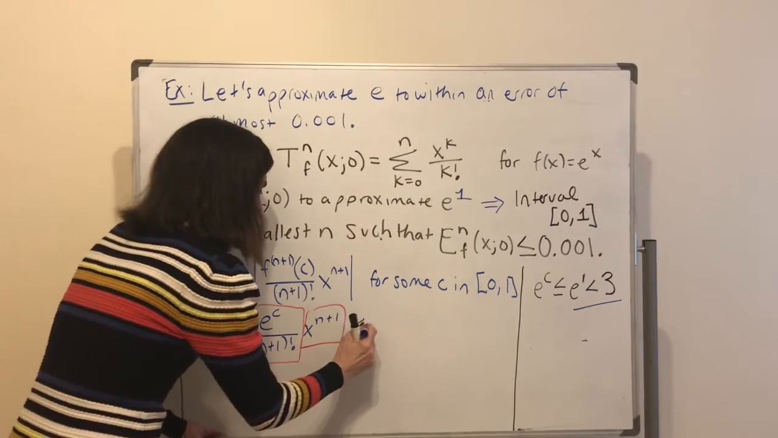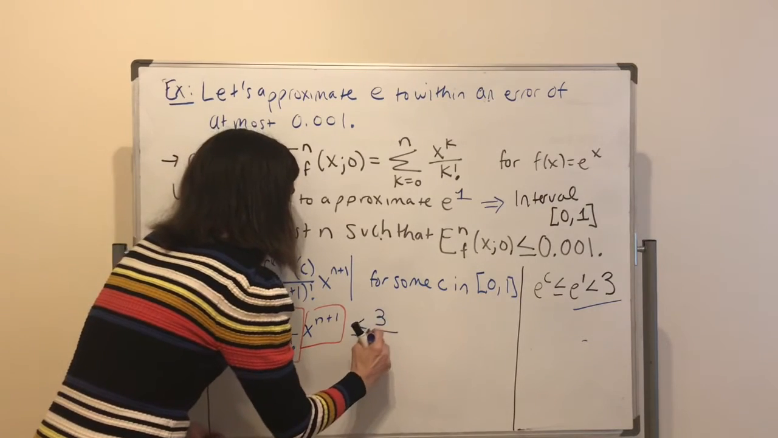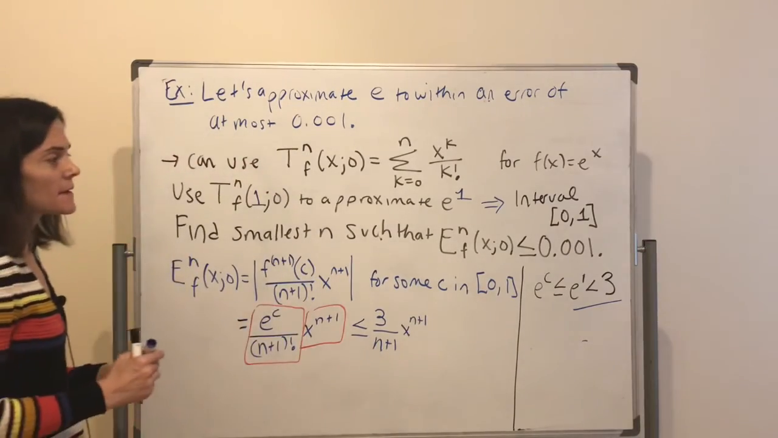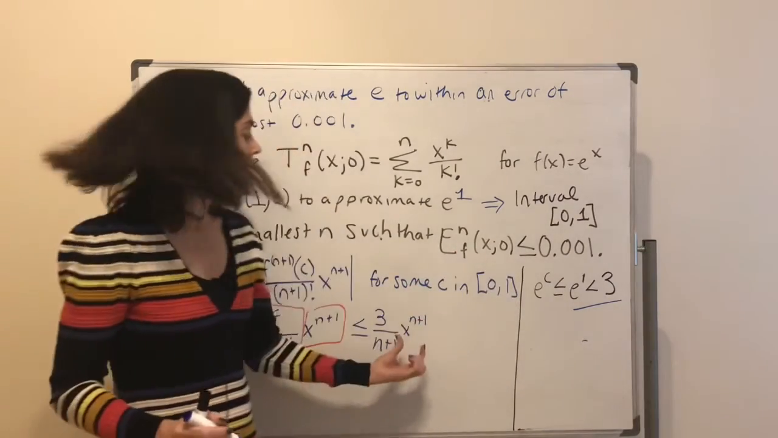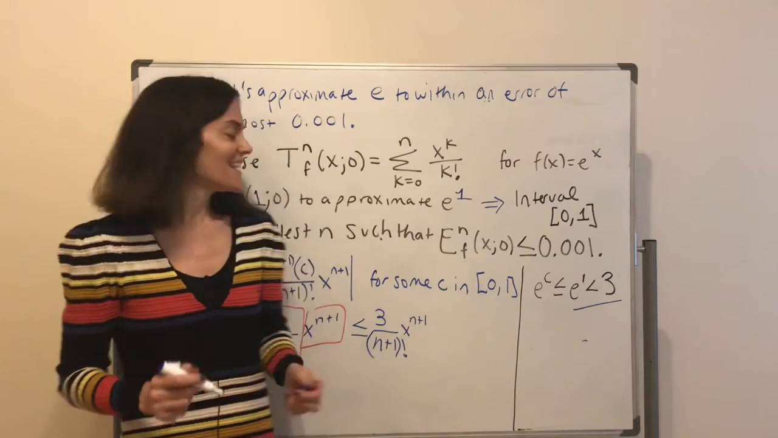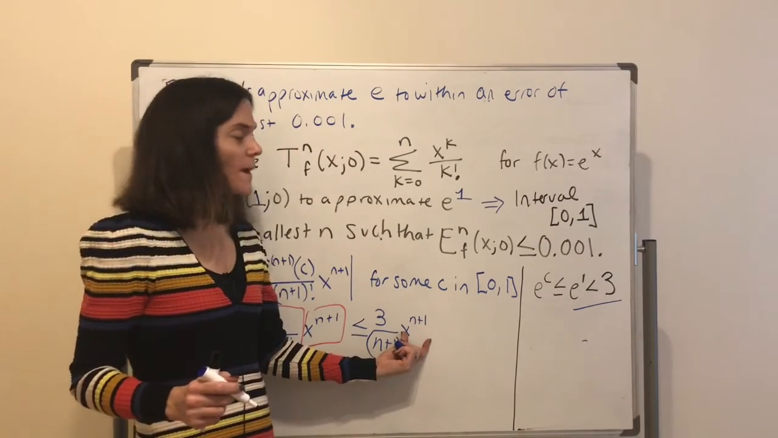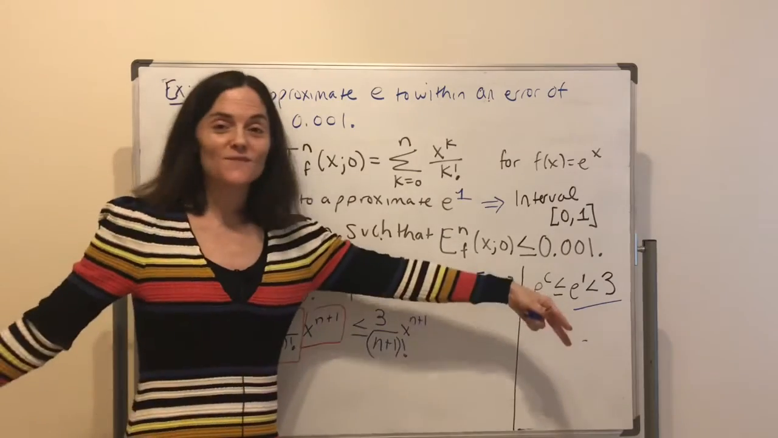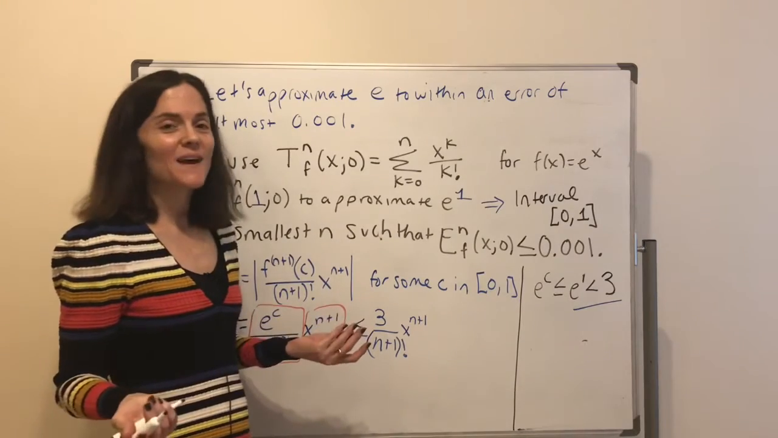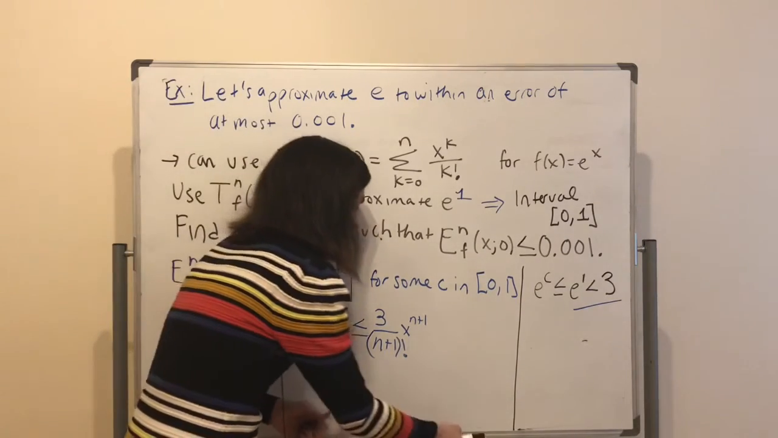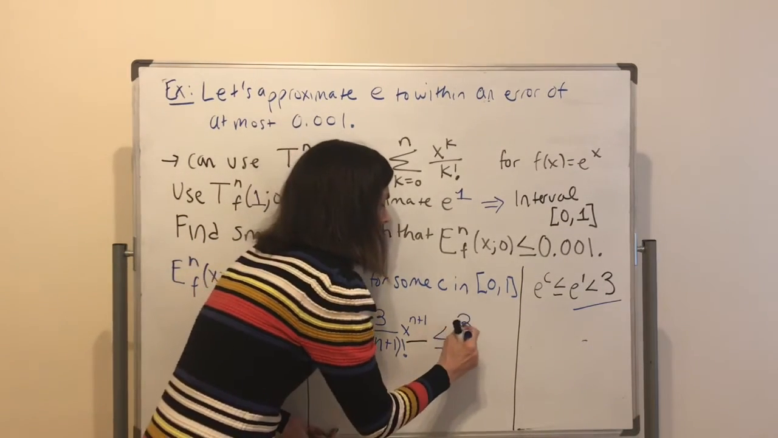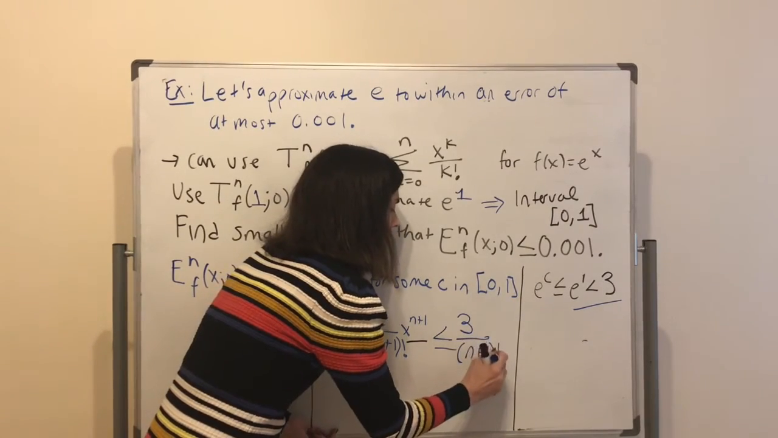So this will be less than or equal to 3 over n plus 1 factorial times x to the n plus 1. Now how big on the interval 0 to 1 can x to the n plus 1 be? Well, it's the biggest when you're as far away from the center as you can be on your interval, which is at 1 to the n plus 1. 1 to the n plus 1 is 1. So this part, now I can replace with another less than or equal to. It's just here.